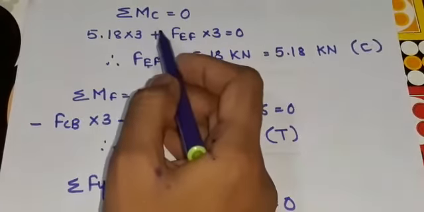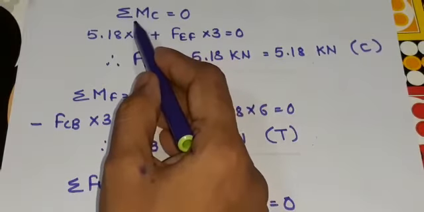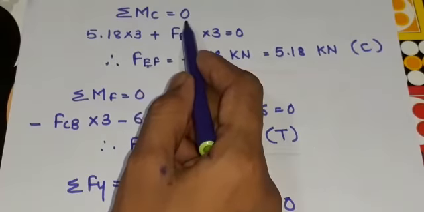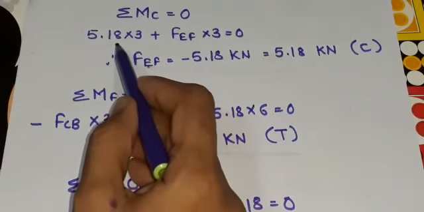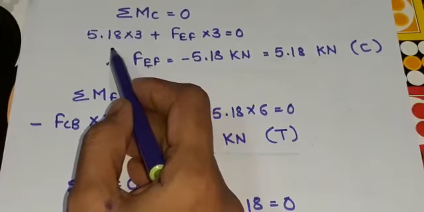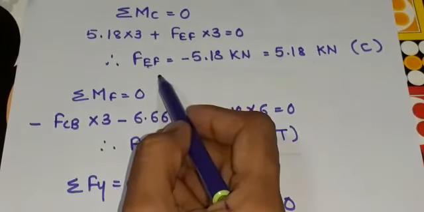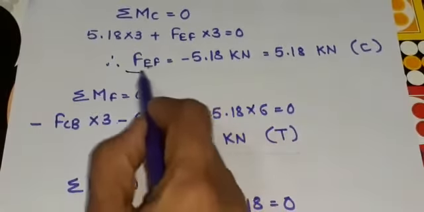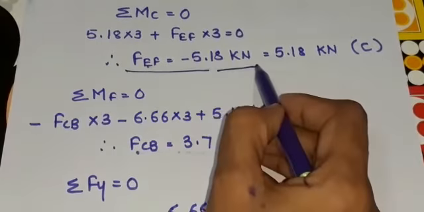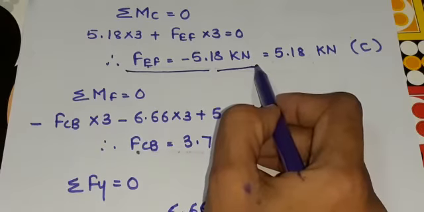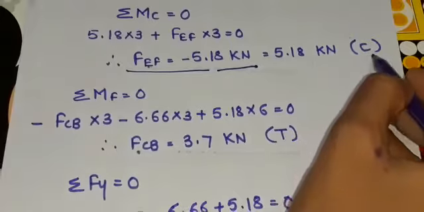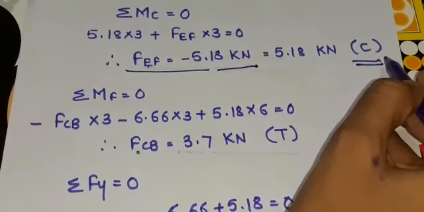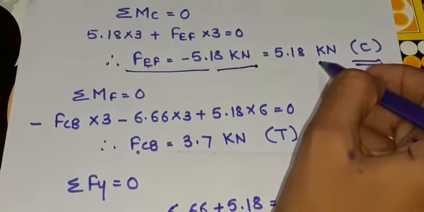So here first we apply the condition that moment about point C is equal to 0. Taking moment about point C equal to 0, we get the value of FEF, the force in member EF, which is equal to minus 5.18 kilonewton, which means the force has compression nature with magnitude 5.18 kilonewton.